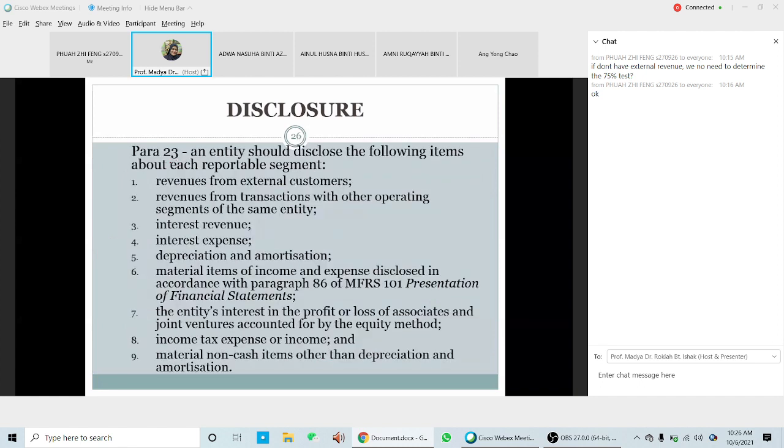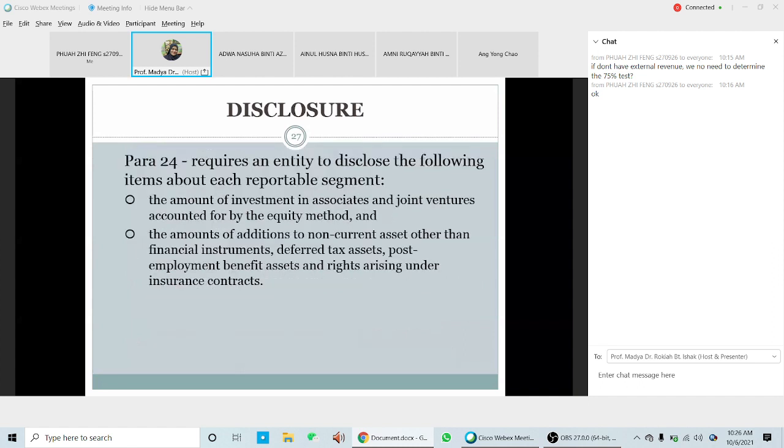Okay, para 23 also mentions amounts that you need to disclose: revenue from external transactions, interest and so on. Just read this one for this disclosure. Okay, para 24. About the reportable segments, the entity discloses items related to each reportable segment, about the investment in associates and JVs that are using the equity method, and the amount of additions to non-current assets other than financial instruments. So this is additional disclosure.